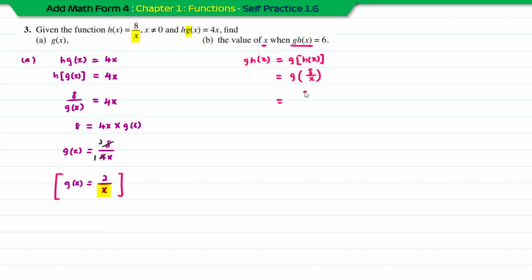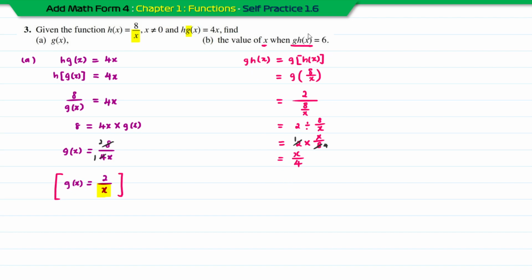We're going to insert it at the x of our function g, so it will be 2 over 8 over x. This is a fraction, so it also means 2 divided by 8 over x. So I can multiply it, and this one will be flipped over. The 2 and the 8, I can simplify. So finally, I will have x over 4. That is the composite function for gh.